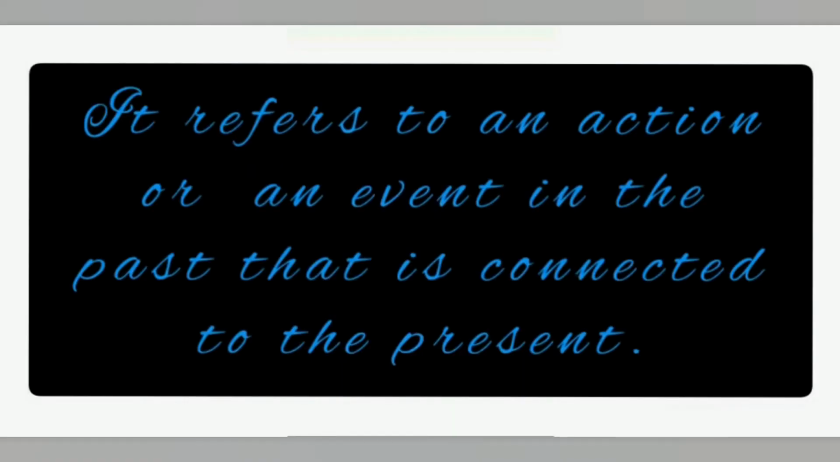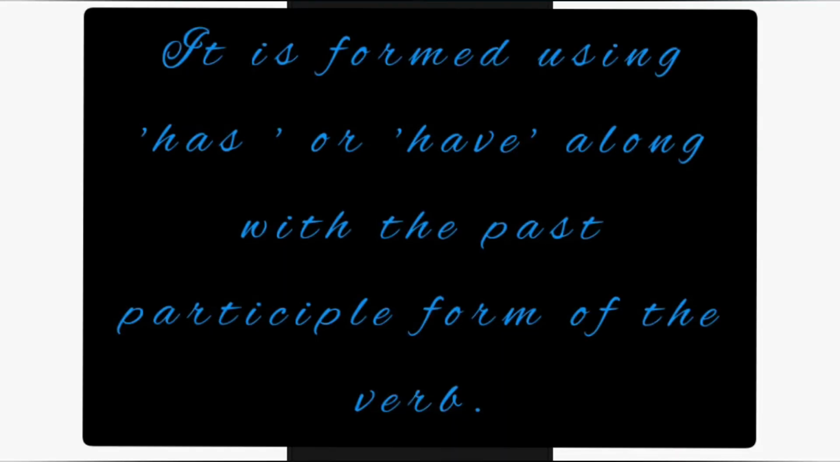The present perfect tense refers to an action or an event in the past that is connected to the present. When we talk about present perfect tense, the action has already taken place in the past, but it is linked with the present. There are two keywords that we use in present perfect tense, that is has or have. It is formed using has or have along with the past participle form of the verb.